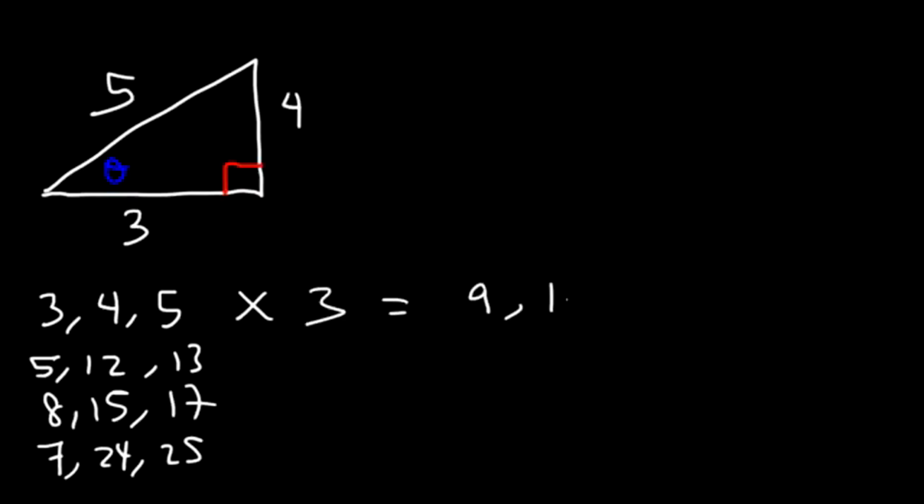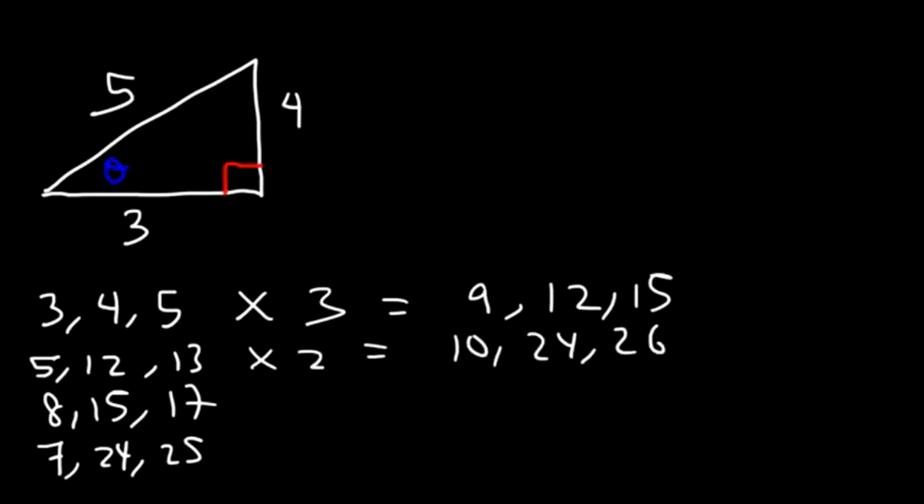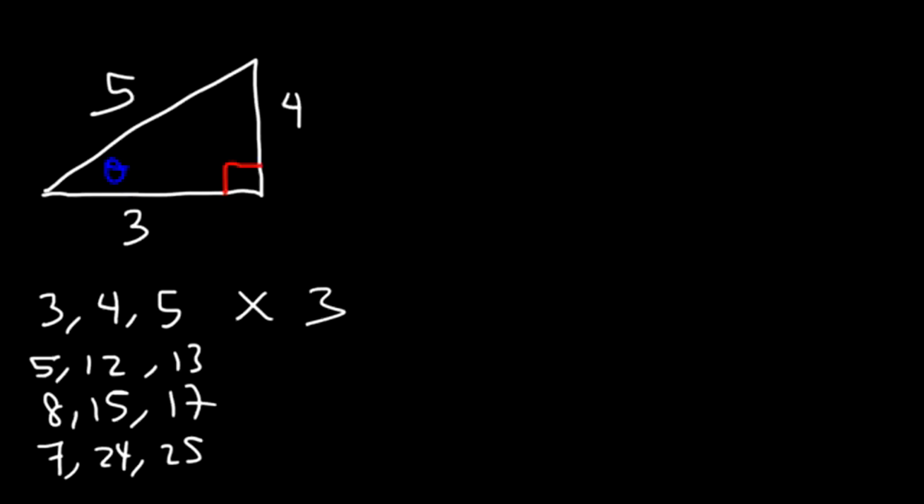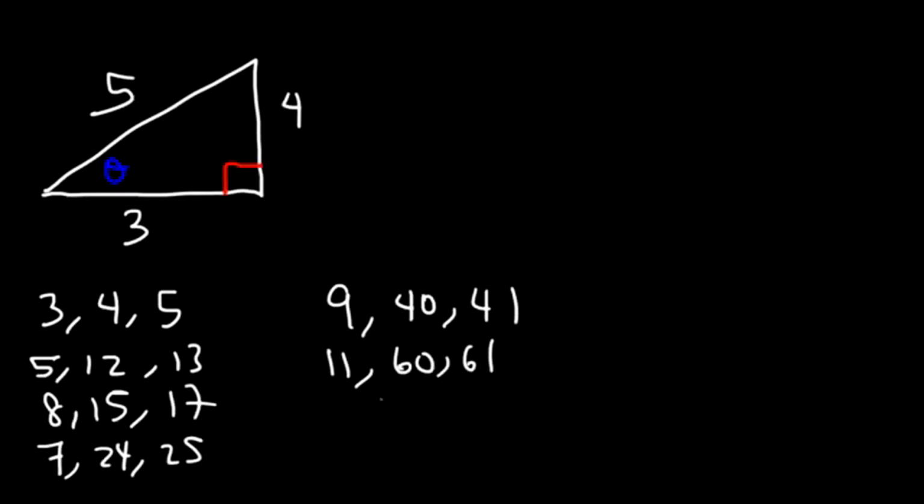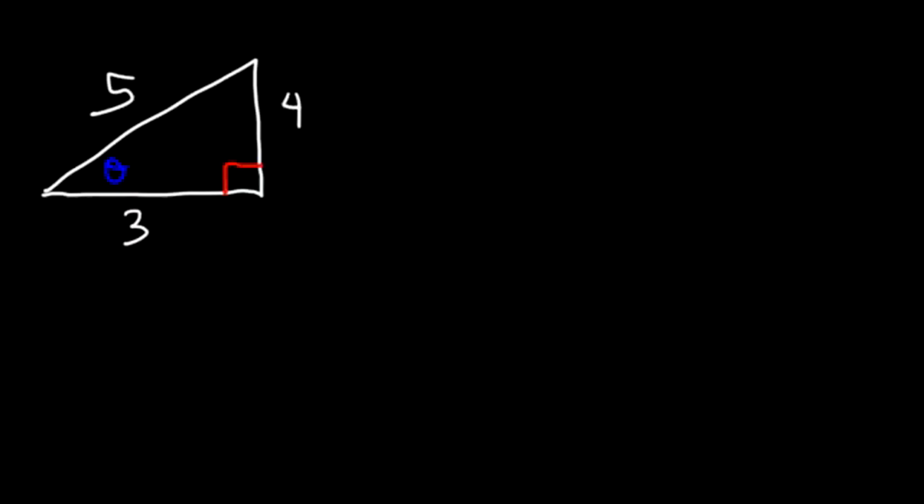Or if you multiply it by 3, you get the 9, 12, 15 triangle. If you multiply this one by 2, you get the 10, 24, 26 triangle. Those are also special triplets. They work with any right triangle. Some other numbers that are less common but you might see are the 9, 40, 41 triangle and the 11, 60, 61. So if you see some of these numbers, you can find the missing side quickly if you know them.